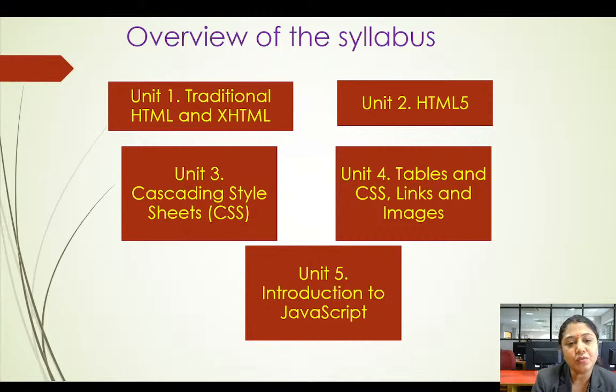The first unit is regarding the traditional HTML and XHTML, where you'll get to know what basically is HTML, how did web programming come into picture, and how XHTML came into picture. Why was XHTML introduced, that is extensible hypertext markup language. Moving on towards the second unit where we'll be learning today's HTML, that is HTML5. Now, HTML basically stands for hypertext markup language, because in web we make use of markup language, which is also known as a scripting language.